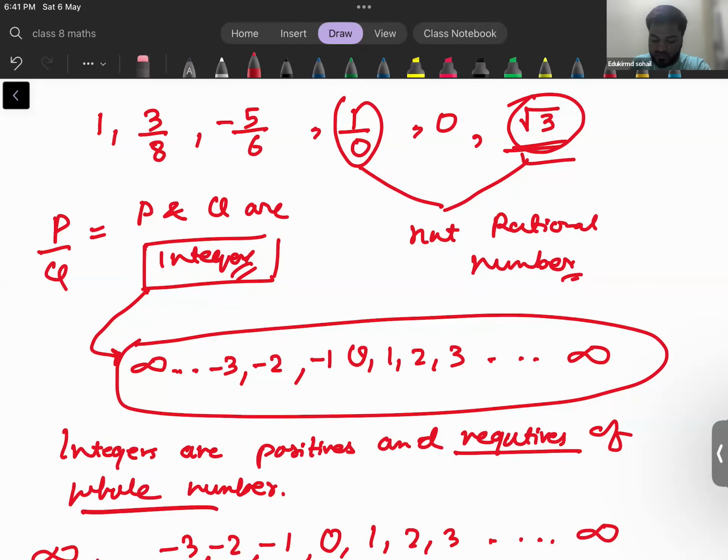Talking about 1 upon 0, as the definition says, p and q are integers and q should not be equal to 0. That's why it's not a rational number.